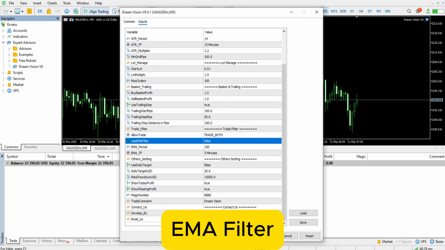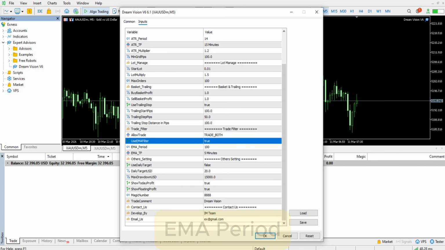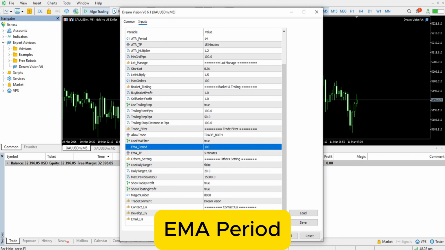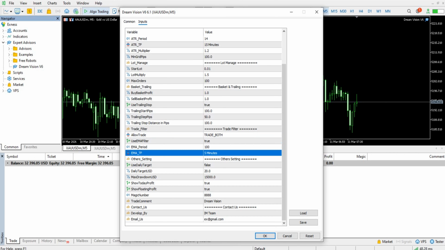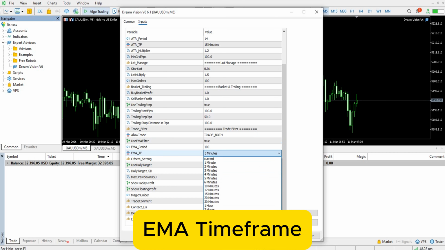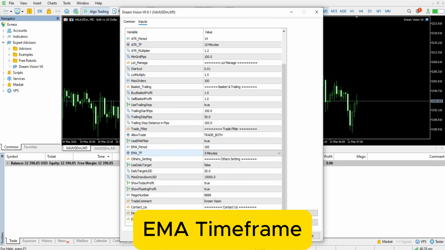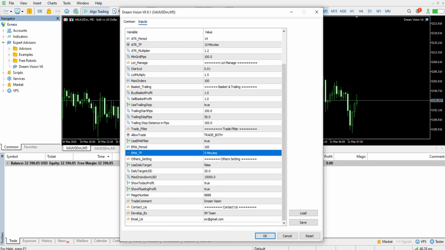EMA filter. When enabled, this filter helps align trades with the market trend. EMA period. This defines the period used for the trend analysis. EMA timeframe. This allows you to select the timeframe used for the EMA trend filter.